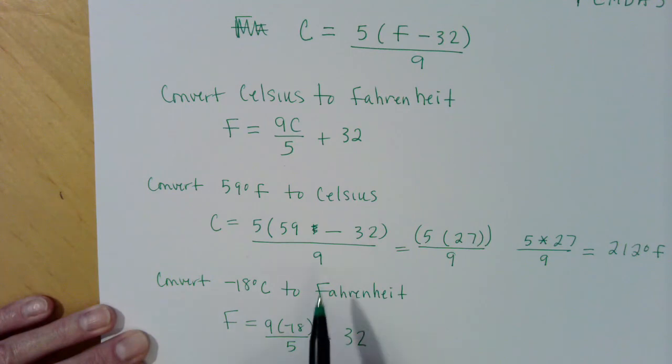So the biggest thing in these problems is that you can do the order of operations correctly and enter them into your calculator right. So make sure you can do that. They're not hard as long as you can do that correctly. And we get 0 degrees Fahrenheit.